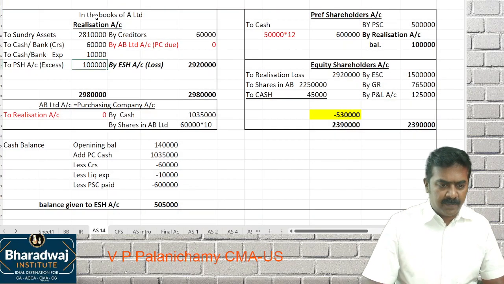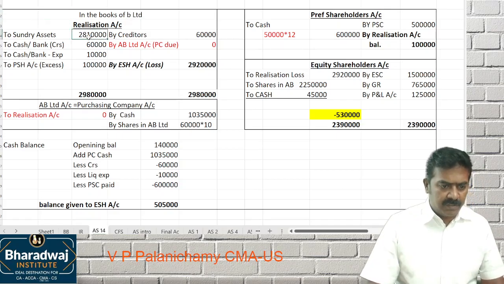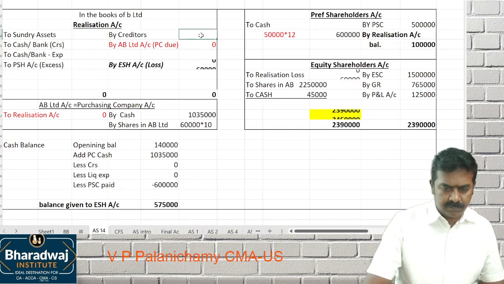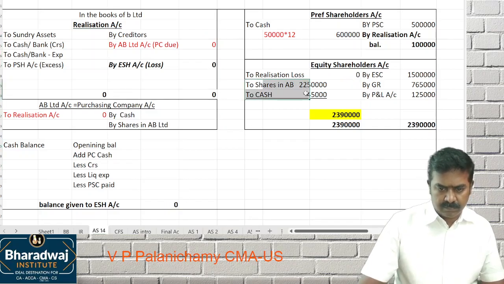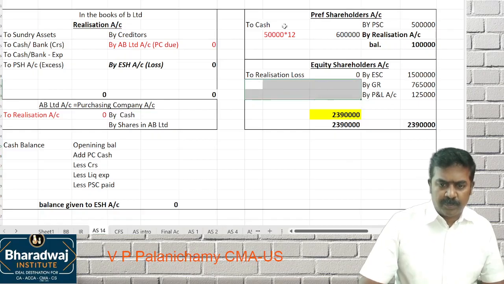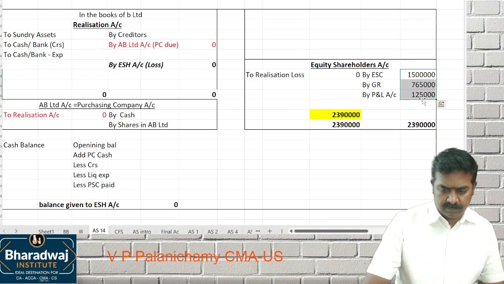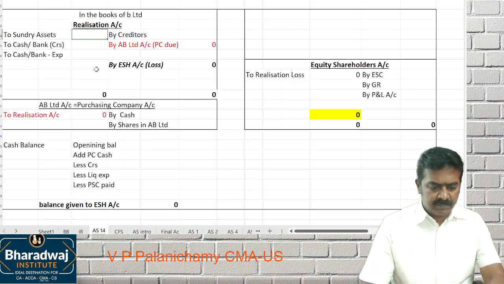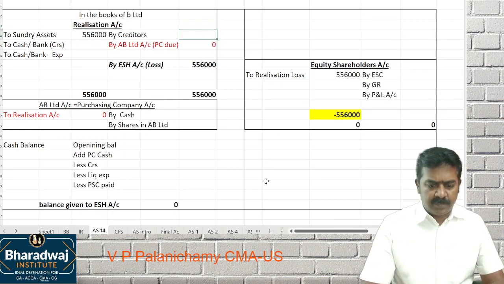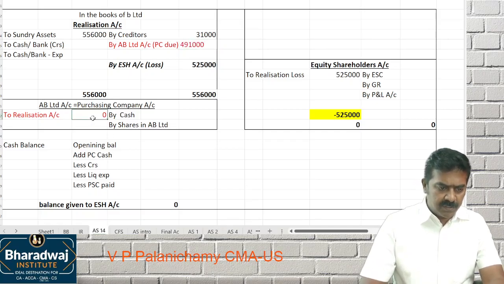In the books of B Limited, realization. No preference shareholders in B Limited. Now, sundry assets, which asset will you transfer? 5,76,000 minus 20. Then creditors, how much will you transfer? 31,000 creditors. What is due? 4,91,000 purchase consideration due.